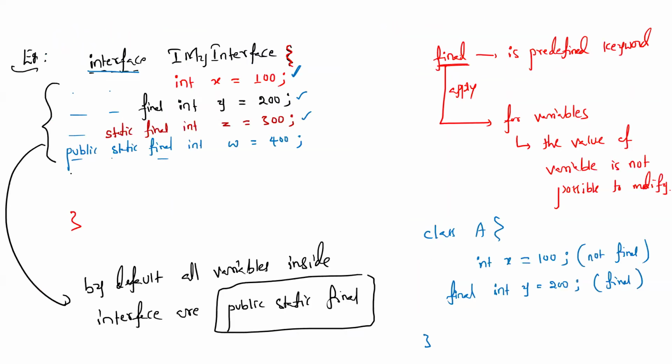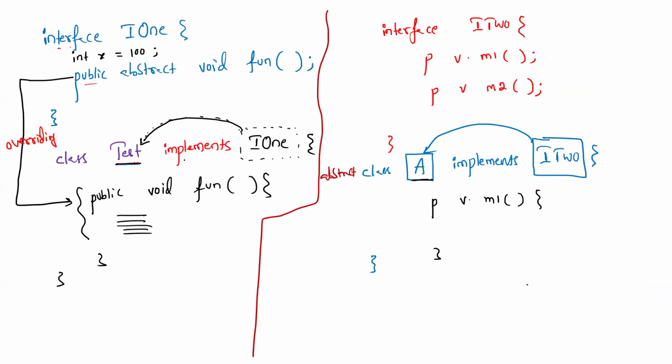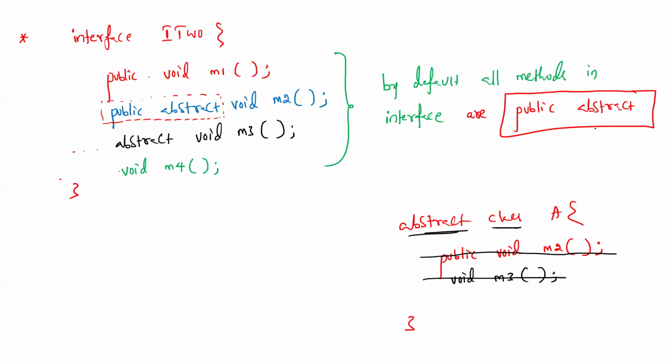Even if the programmer is not adding it, the compiler will add public static final for every variable. And when it comes to methods also, by default, the compiler will add public abstract to each and every method of an interface, but not for abstract classes.